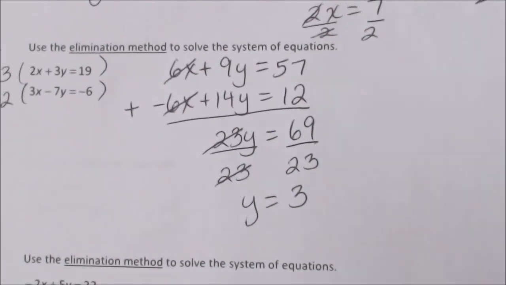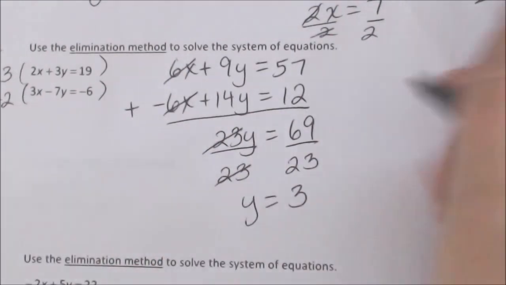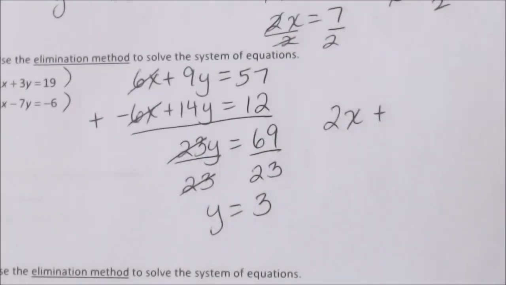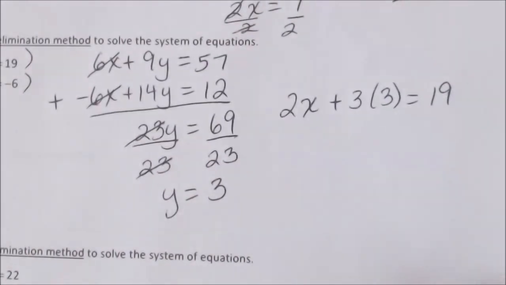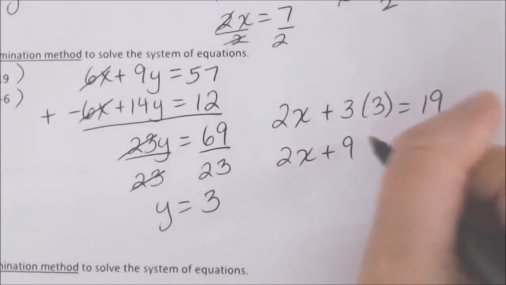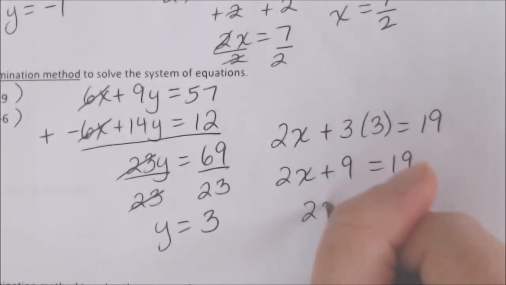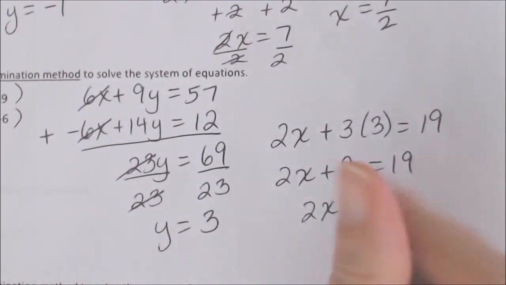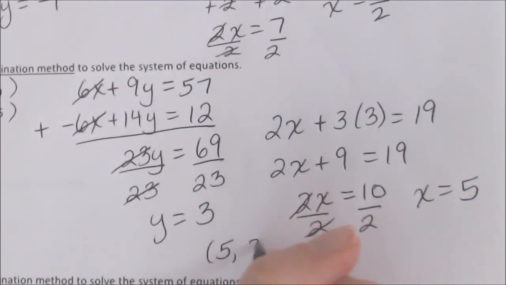I still need to go back and get x. So I'm going to substitute this 3 into one of the original equations for the y. Let's use the top equation. We'll get 2x plus 3 times 3 equals 19. And then I'm going to multiply the 3's together. So we get 2x plus 9 equals 19. 2x equals 10 when I subtract the 9. Divide by 2, we get an x value of 5. So my ordered pair here is 5, 3. And that's going to be our final answer for this system.